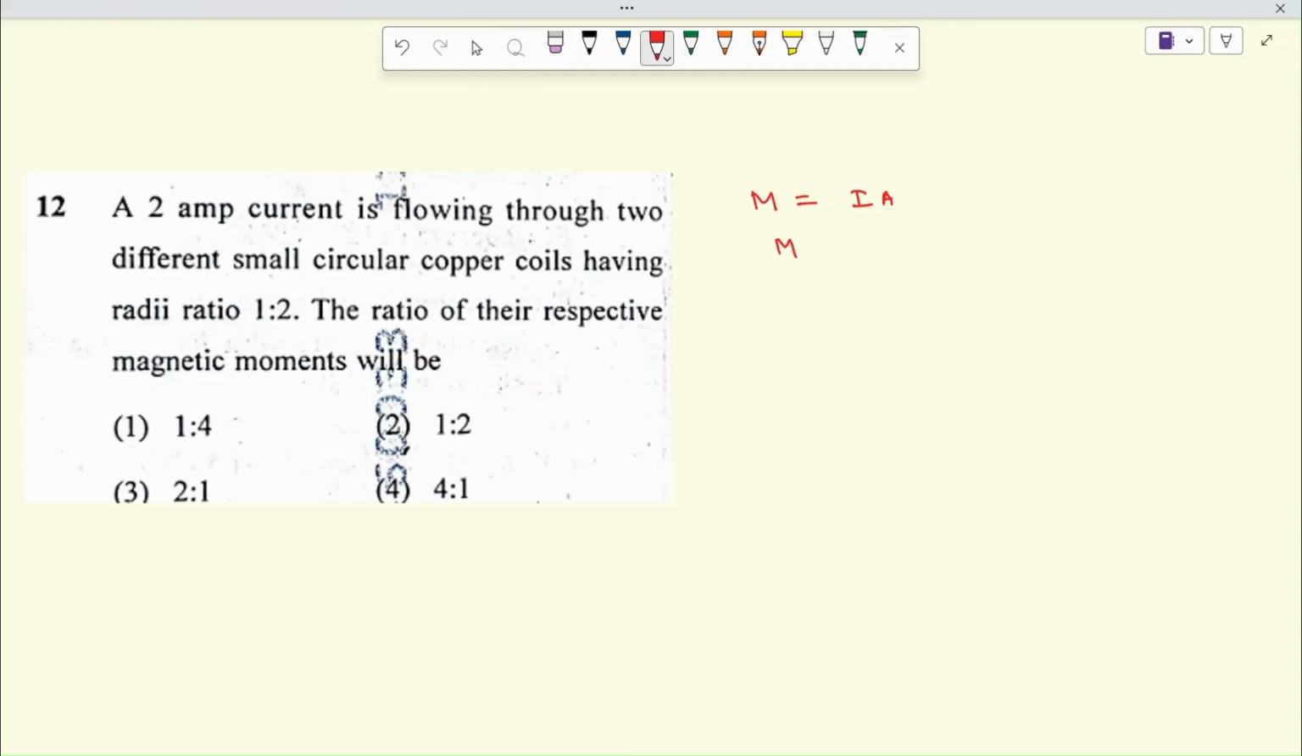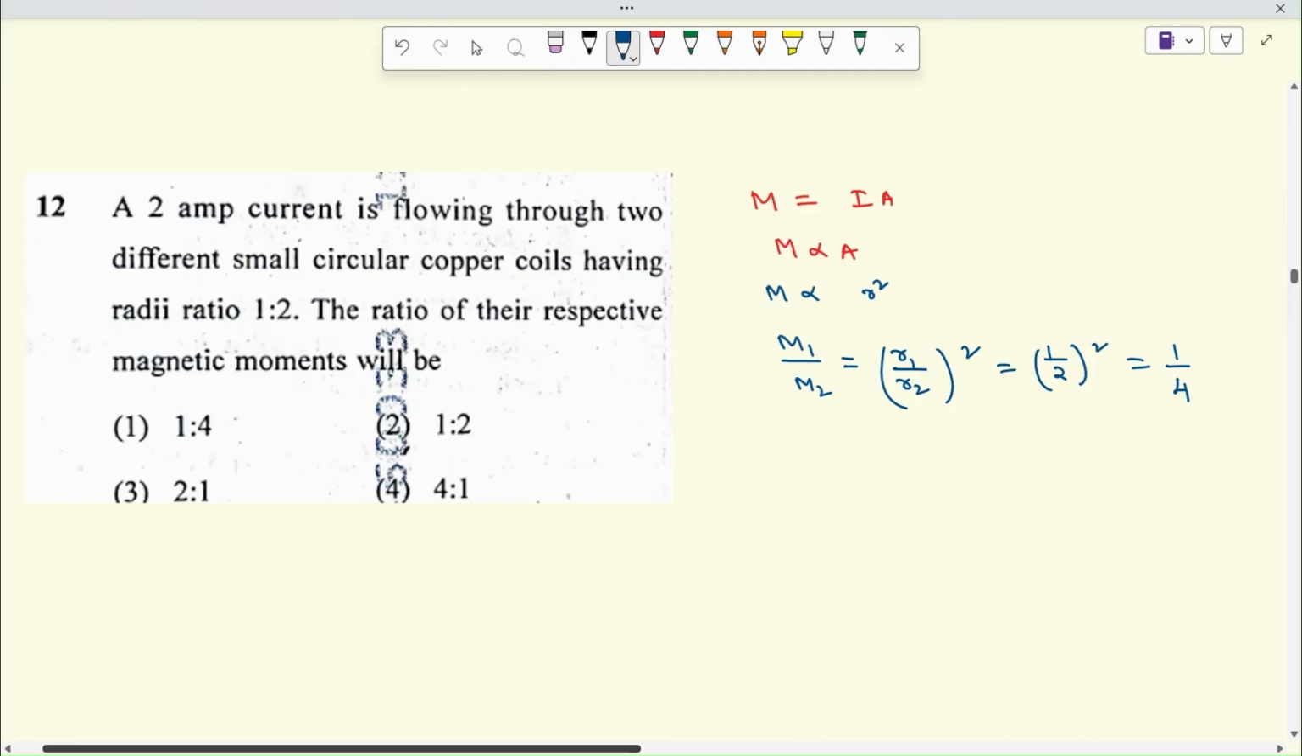So you can write M is proportional to A, which means magnetic moment is proportional to pi R square. Remove pi, magnetic moment is proportional to R square. So M1 by M2 is equal to R1 by R2 whole square. And ratio is given as 1 is to 2. So 1 by 2 whole square, which is 1 by 4. The answer is 1 is to 4.